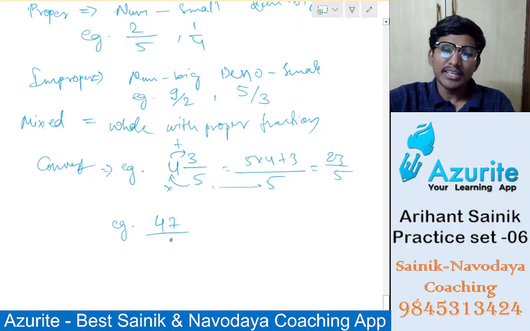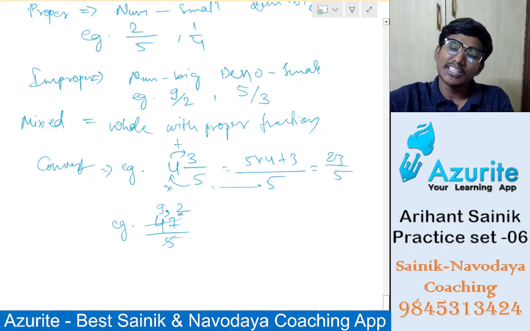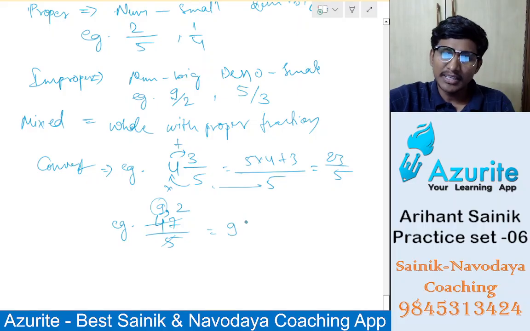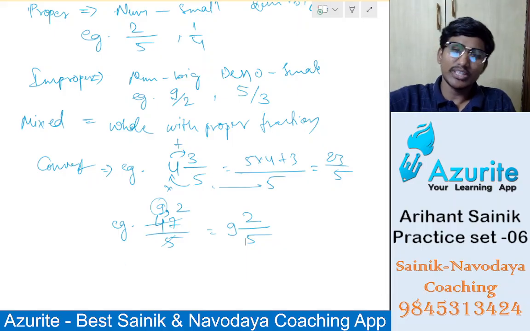Now if you take one more example, 47 divided by 5. 5 9s are 45, remainder 2. So the quotient we write here, the remainder goes over 5. Yes, 9 and 2 by 5. Okay, good. So that is there.